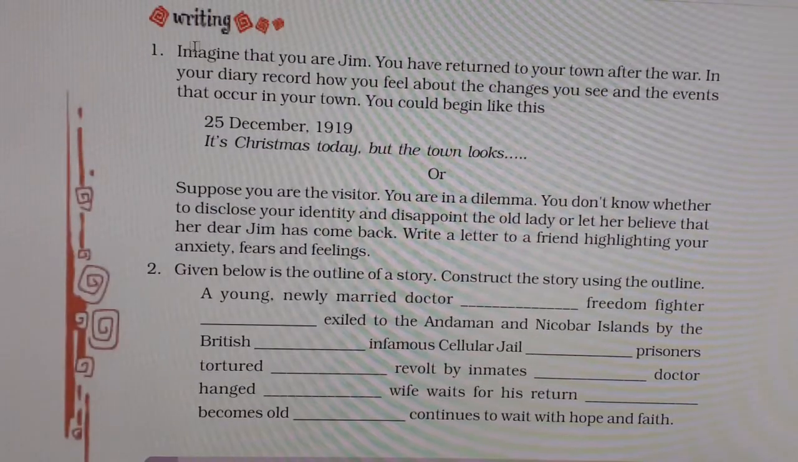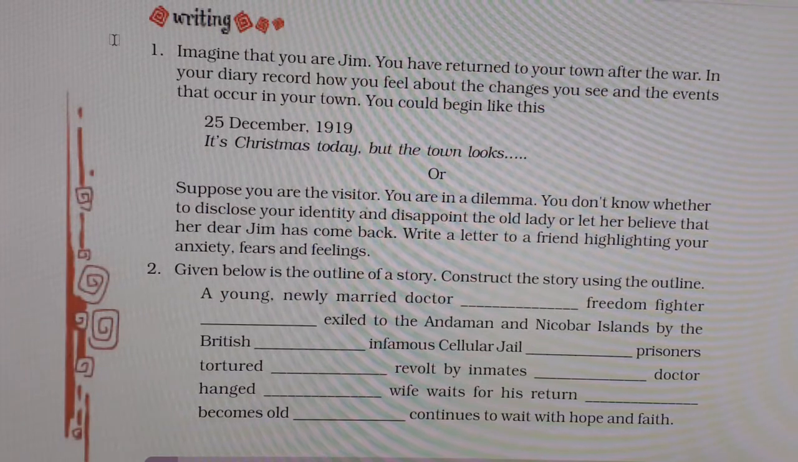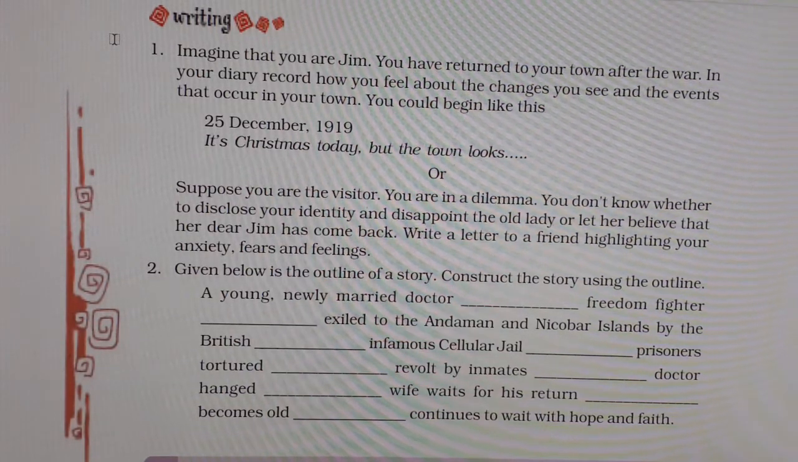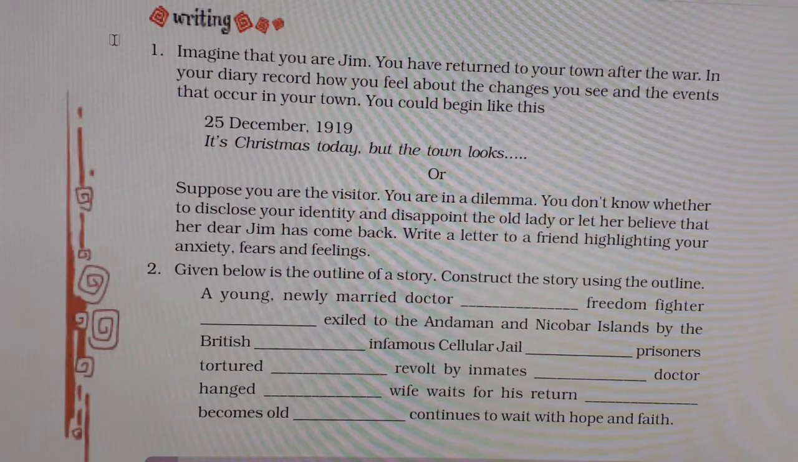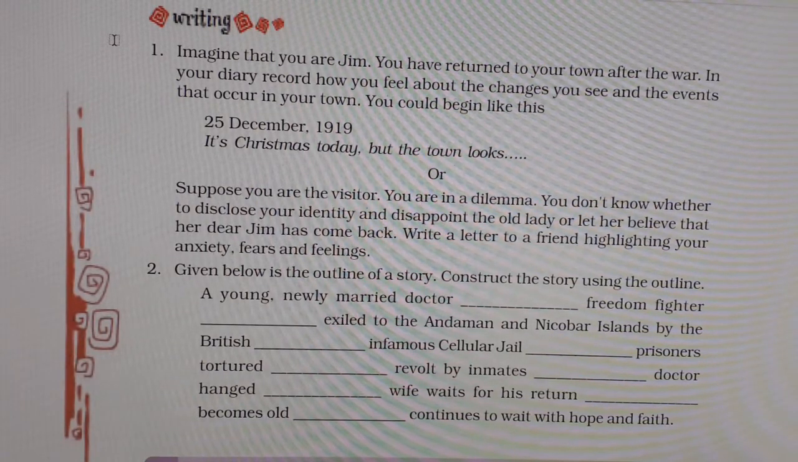Okay. The next comes the writing part. Imagine that you are Jim, you have returned to your town after war, in your diary record. Now, the diary entry part, if I'm not wrong, we have already seen in your previous class, and I have also given it in Google Classroom to write a diary entry of whatever things you are doing in this lockdown and this period of pandemic. So please continue writing it. Now this is there in your unit also, to write a diary entry.